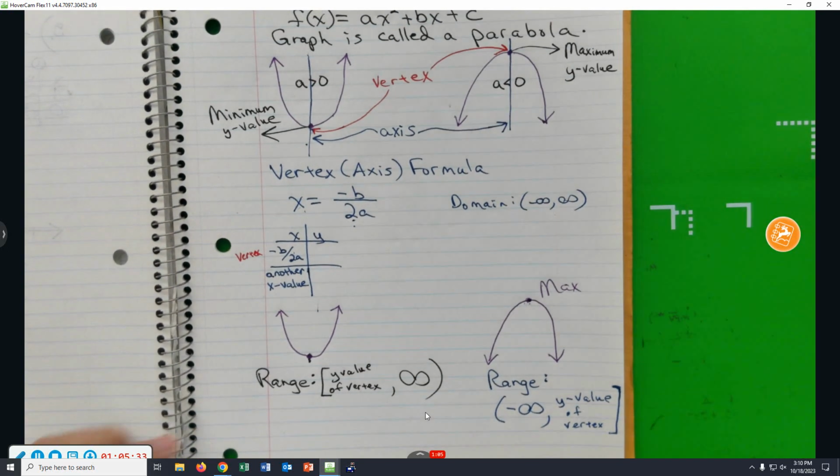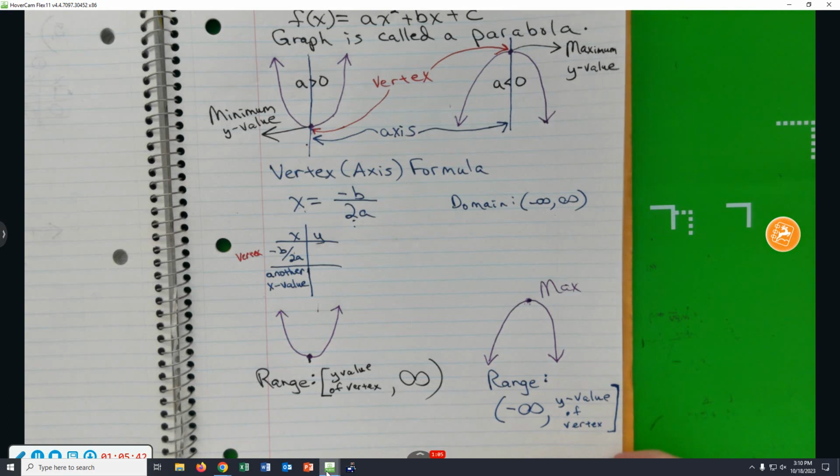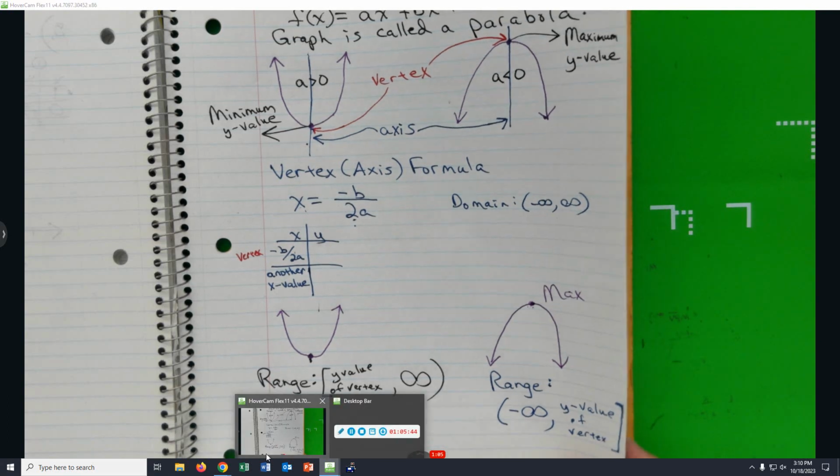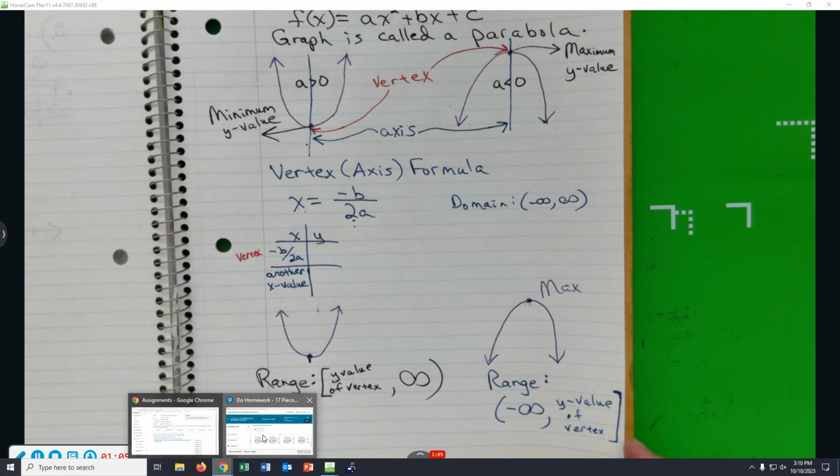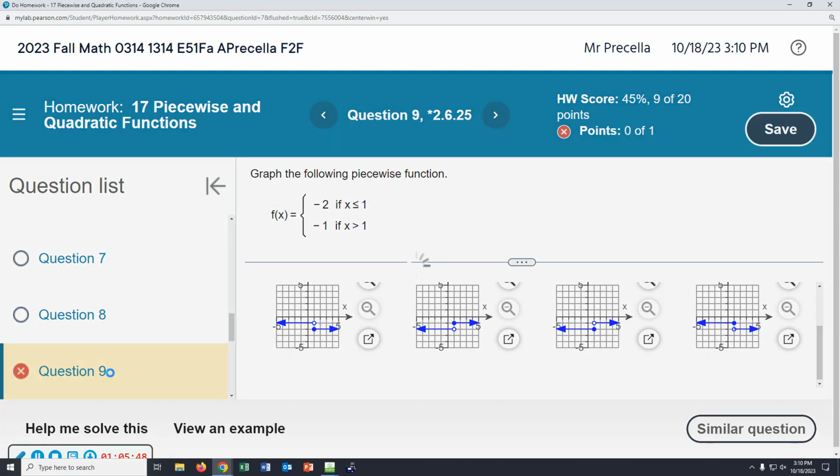Let's do number 9, trying to put all of this together, where there's actually a function, not just ax squared plus bx plus c. Let's do one where a, b, and c have numbers. Oops, no. That's number 9.